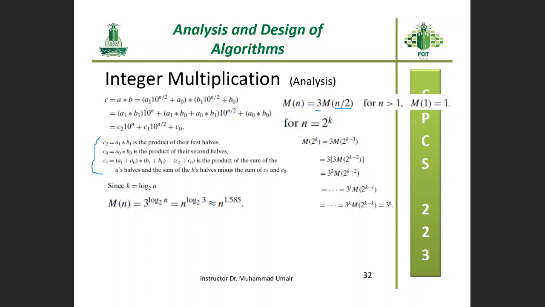So if you solve this recurrence using backward substitution, at the end you will get the answer, which is n raised to the power 1.585. What was the original efficiency of traditional multiplication of n digits? That was n square. Is that clear? So the efficiency is improved, although it is not a significant improvement, but your efficiency is improved a little bit. Is that clear?